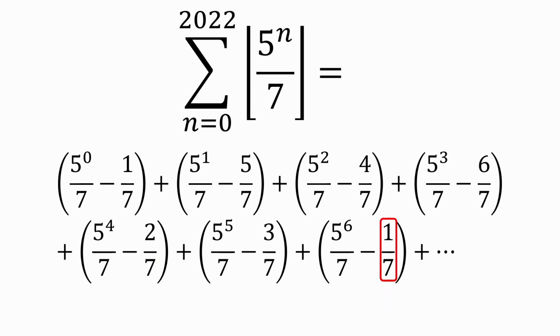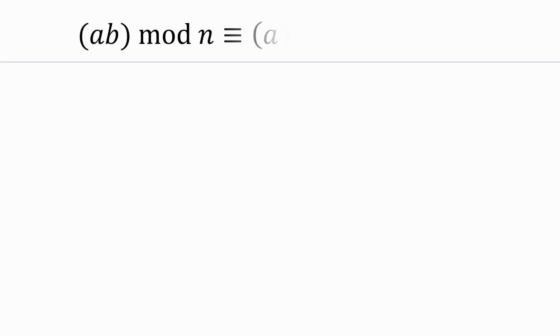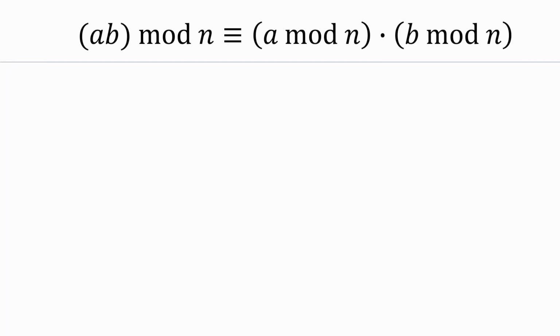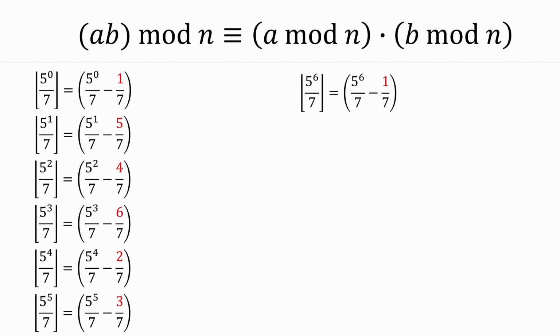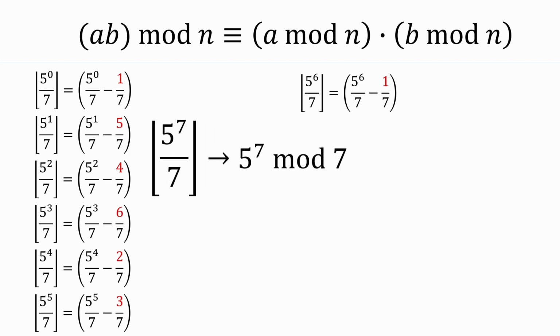To see if this is true, we need one more modular arithmetic formula. It simply states that the modulus of a product is the product of the moduli. Let's apply this formula to see if the pattern holds true, starting with 5 to the 7th over 7. Using our rules of exponents, 5 to the 7th mod 7 can be written as 5 to the 6th times 5 to the 1st mod 7.